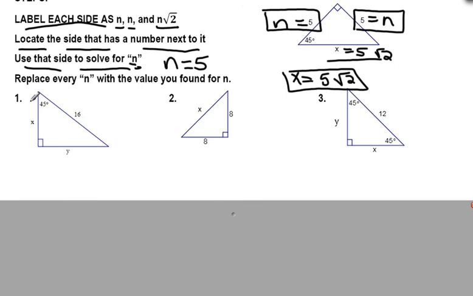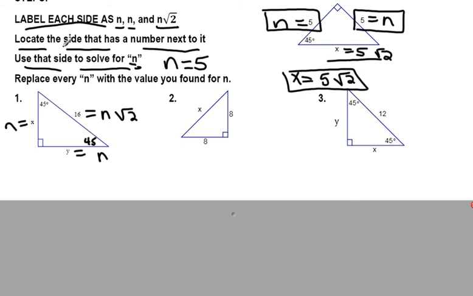Okay, so let's try that again with this first example. We want to label each side as n, and n square root of 2. First of all, we know this is a 45-45-90 because if one's 45 and the other one's 90, what's left over is 45. So because it's a 45-45-90, here's our steps. Label each side as n, and n square root of 2, but make sure you label them correctly. Opposite the 45 is equal to n. Opposite the 90, the hypotenuse, is equal to n square root of 2.